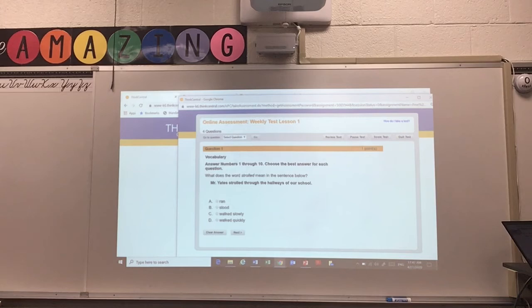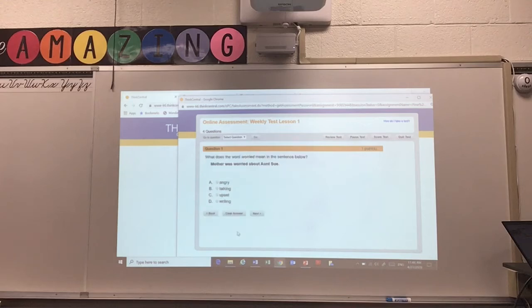Okay, and so the first couple of questions are vocabulary questions. All right, so it says answer questions. Now it says 1 through 10, but I'm only giving you 2. So it says, what does the word strolled mean in the sentence below? Mr. Yates strolled through the hallways of our school. Now you may not remember because this is our first story this year, but strolled was one of the vocabulary words that we worked on a lot. And so strolled, I remember, means that we walked slowly. So I'm going to click on the little button here for walked slowly, and then I'll click next.